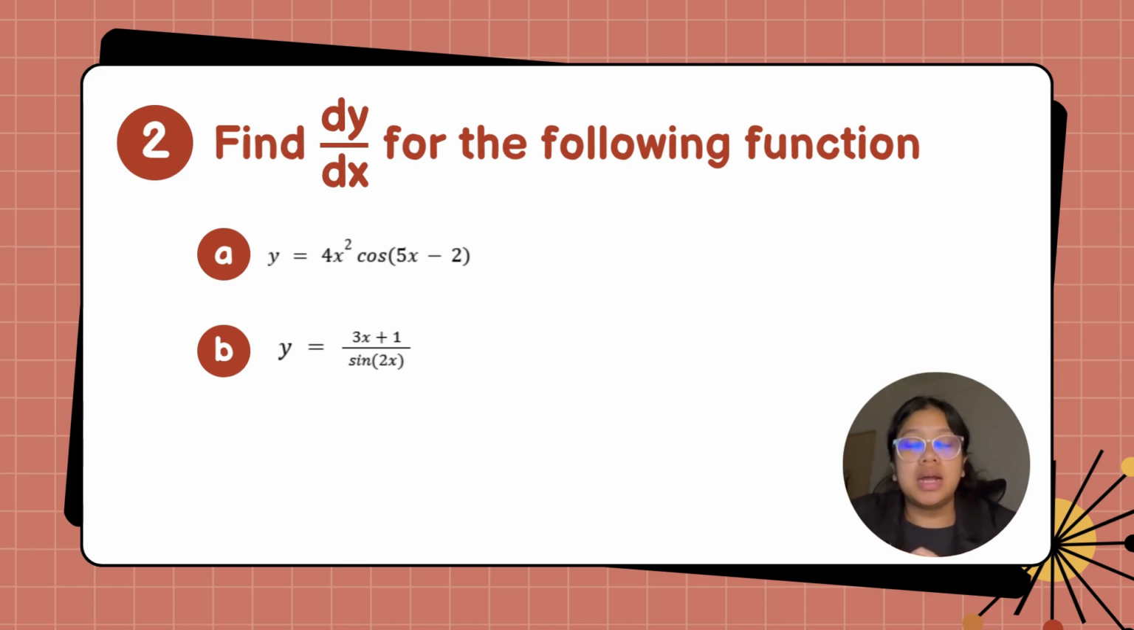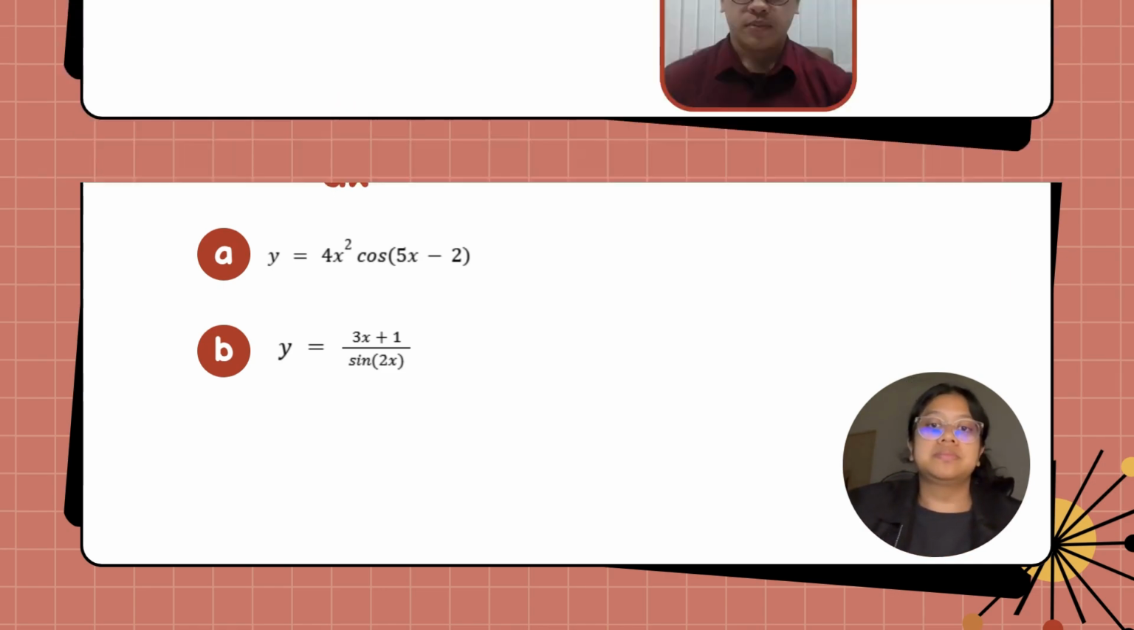We are asked to find the derivative dy/dx for the following functions. For part A, this question looks like a product of a polynomial and a trigonometric function. For part B, this one is a rational function involving a sine function inside the denominator. These two are perfect examples of functions that require the product rule, quotient rule, and some chain rule action to differentiate correctly. In the next slide, Alfred is going to take you through each one step by step and show you how to solve each question.